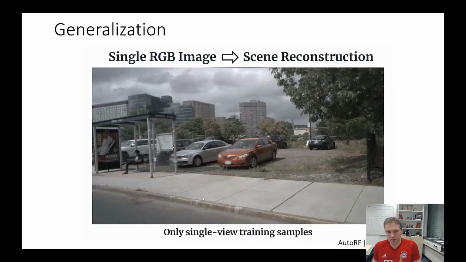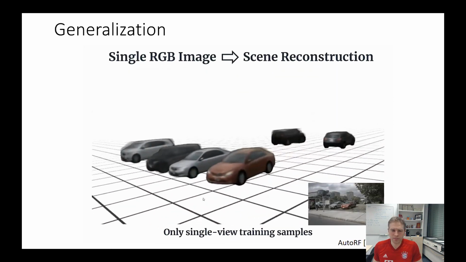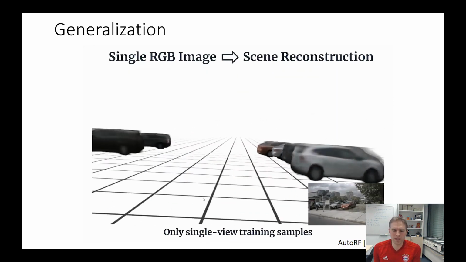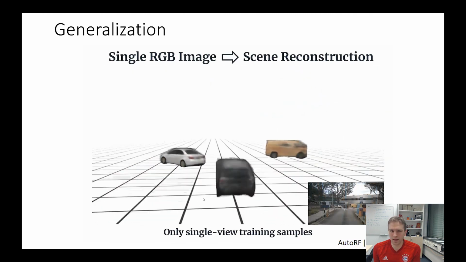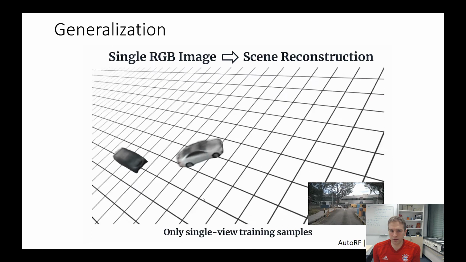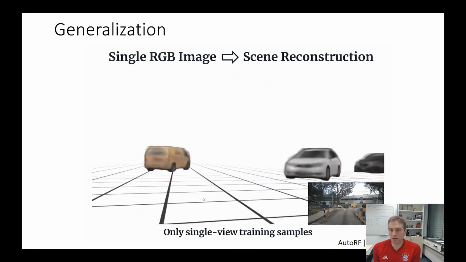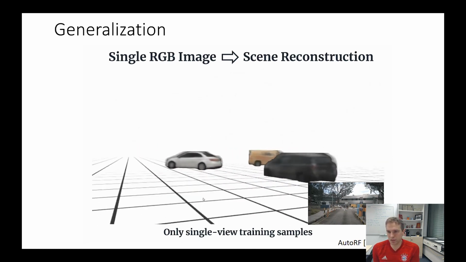I think another big question is generalization. This is an example from one of our works. It basically learns neural representations where the training samples only have single images as input.